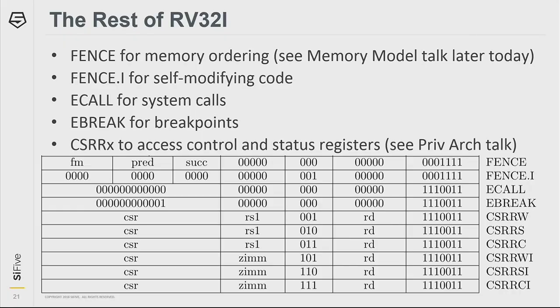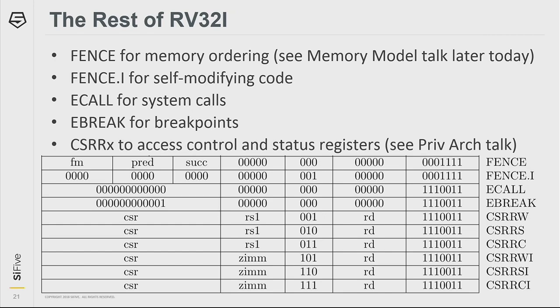There's a fence.i instruction, which is used to implement self-modifying code. By default in RISC-V, if you do a store to some address and then jump to that address, it's not guaranteed that the processor will fetch the thing that was stored. The fence.i instruction is there to synchronize between the data stream and the instruction stream so that you will fetch the right thing. There's ECALL and EBREAK to interact with the OS and the debugger. Use ECALL to do a system call and EBREAK to invoke the debugger.